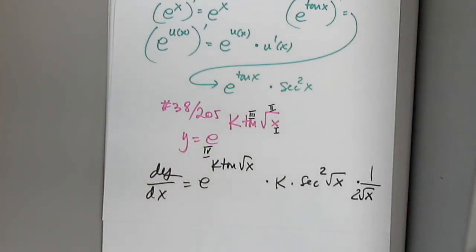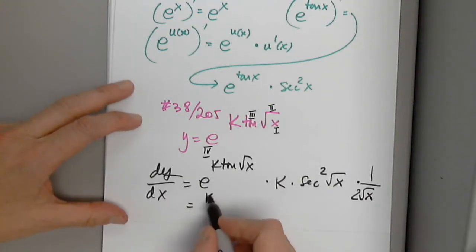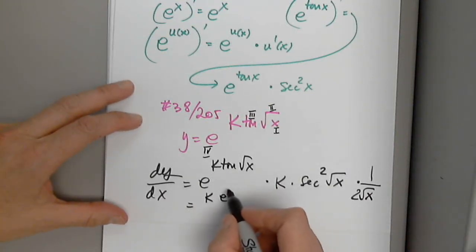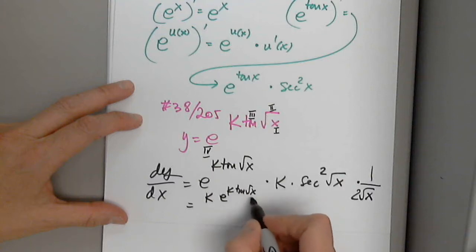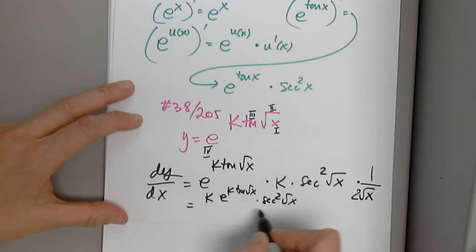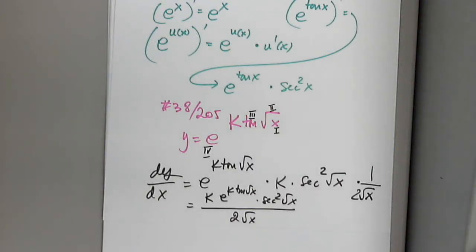Of course, no one can simplify this. It's not possible, but I'm going to rearrange it a little bit. So I'm going to write k e to k tangent the square root of x times secant squared the square root of x, everything divided by 2 the square root of x. Just make it more compact. You cannot do anything here.